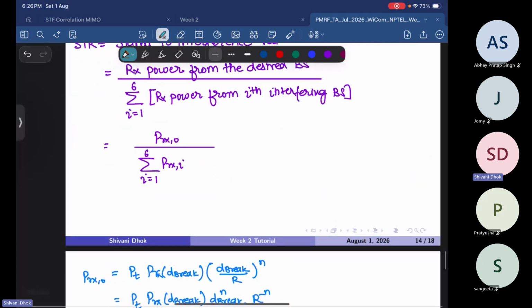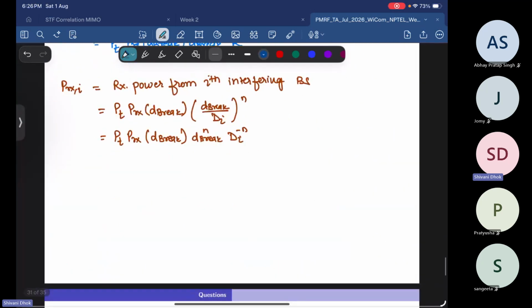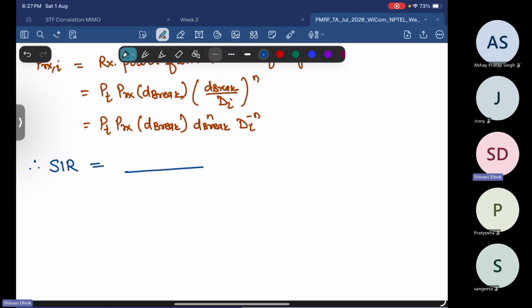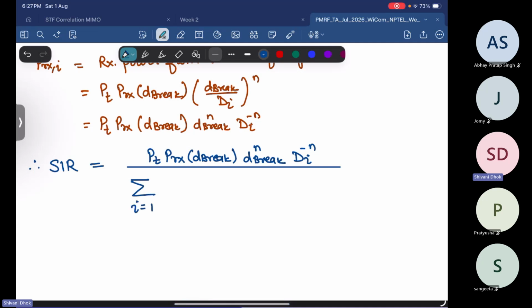So now if I substitute these things in your SIR equation, the signal to interference ratio is equal to your PRX0, that is PT into PRX at d break into d break to the power n into r to the power minus n, divided by summation i equal to 1 to 6 of PT into PRX into d break to the power n into di to the power minus n.